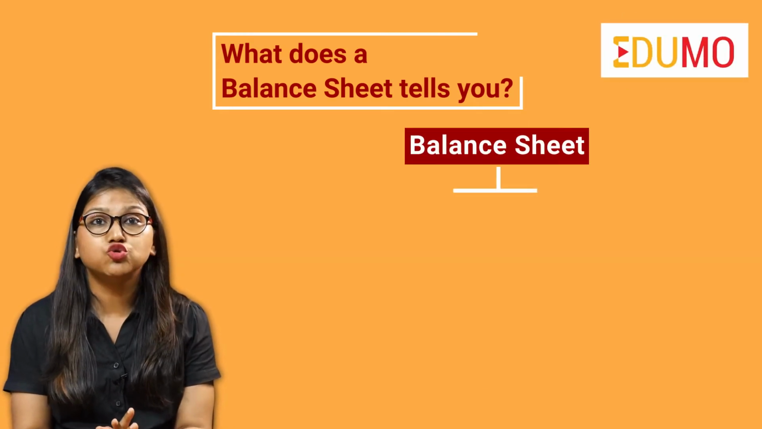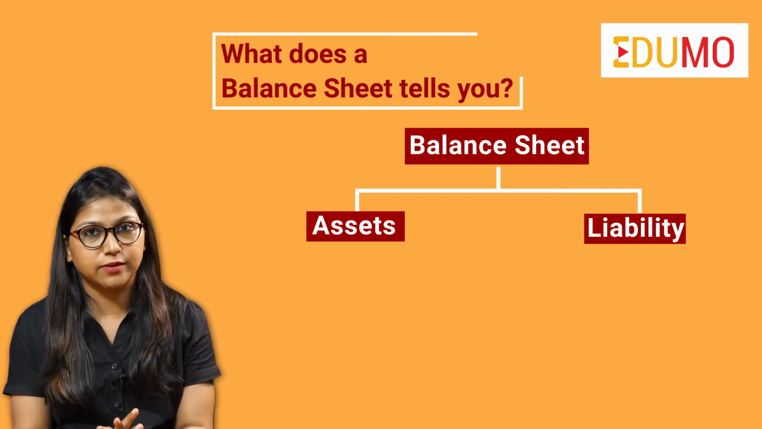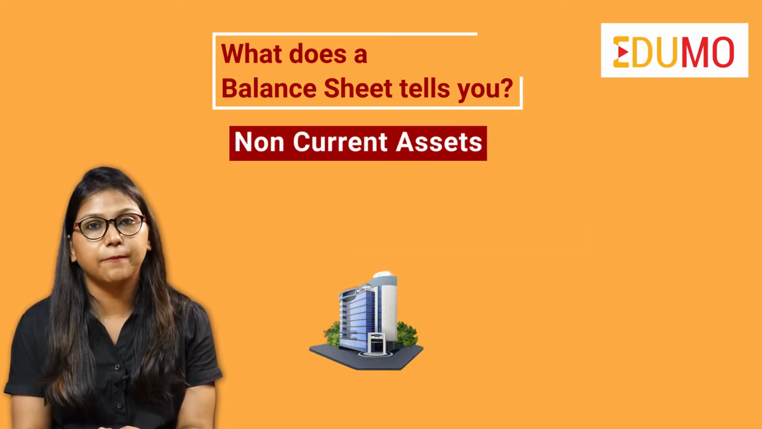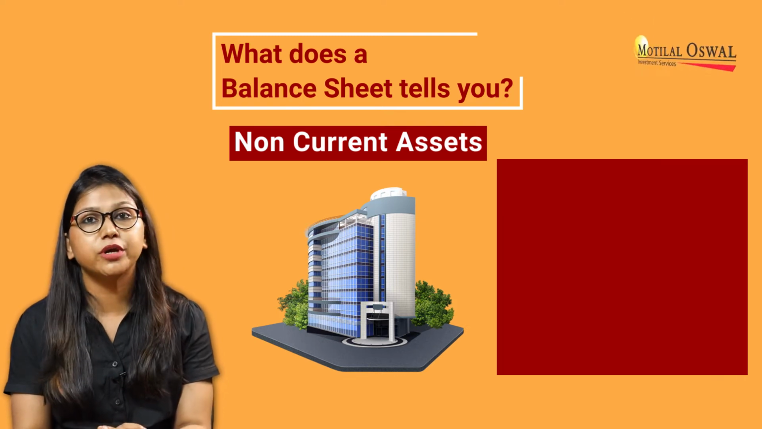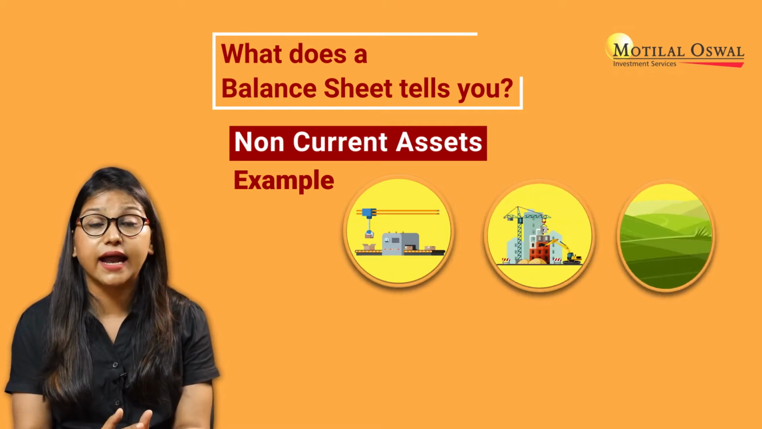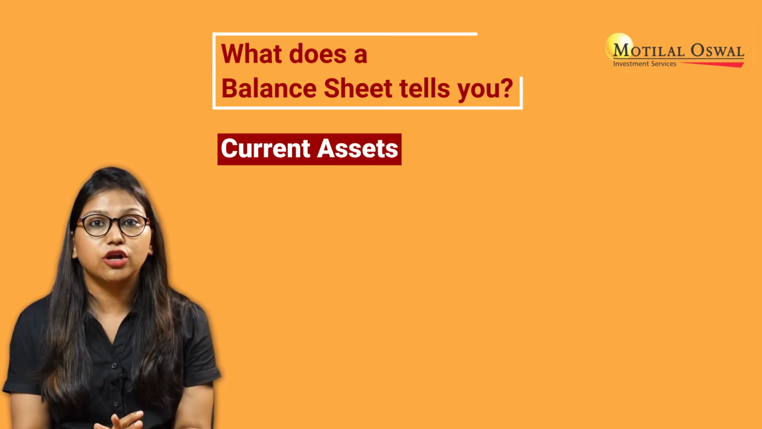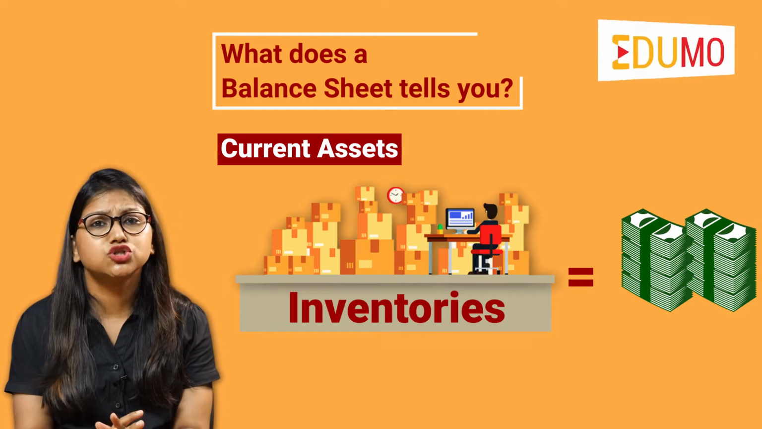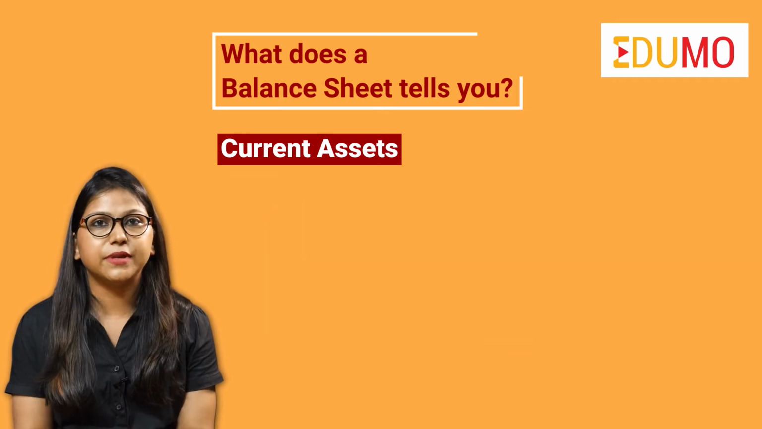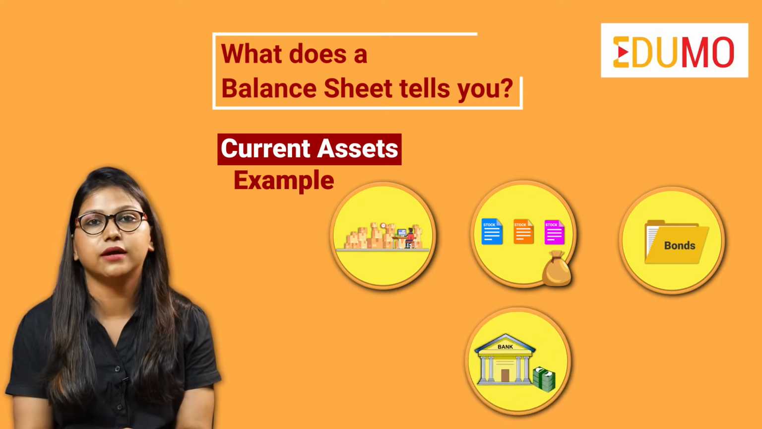A balance sheet has two major categories, assets and liabilities. Now, assets are of two types, non-current assets and current assets. Non-current assets help the company to generate revenue and are meant to be owned by the company for the long term. For example, machinery, building, land, long-term investments, etc. Current assets, on the other hand, are those which can be converted into cash in a shorter span of time, generally say 1 year or a business cycle. For example, inventories, short-term investments into stocks, bonds or cash at bank.